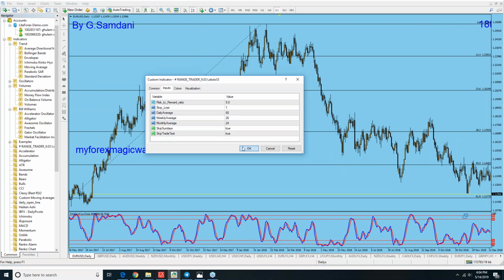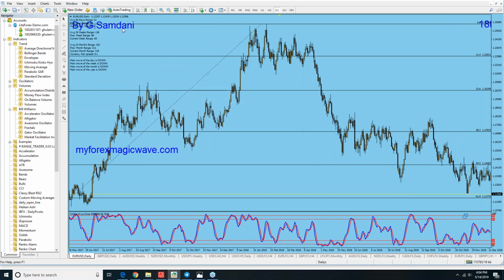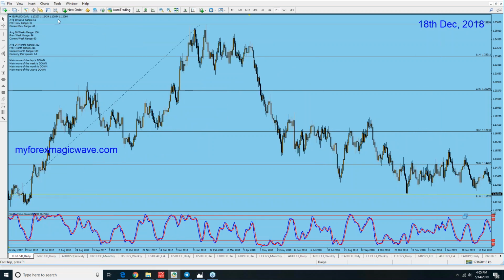So here, okay, let me remove my name here. So what it does is show you how much a pair moves in a whole day, in a 24-hour day. Now, the average over the last 60 days, last 2 months, this pair moves only 51 pips in a day. And the previous day was 43 pips.